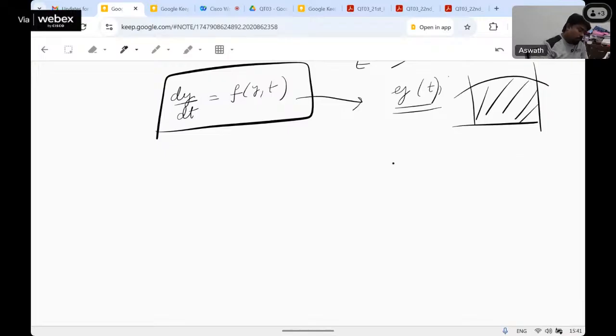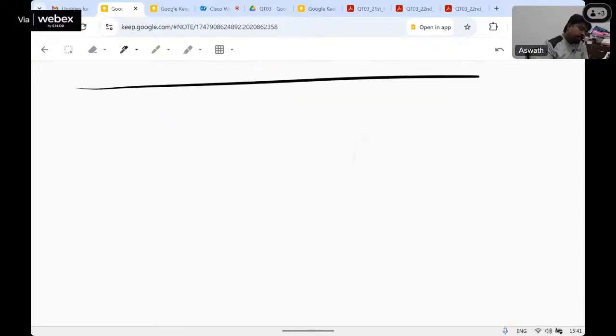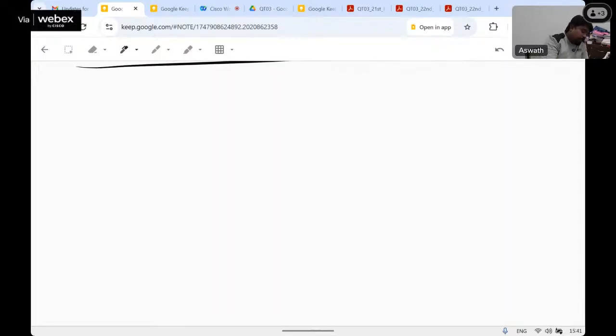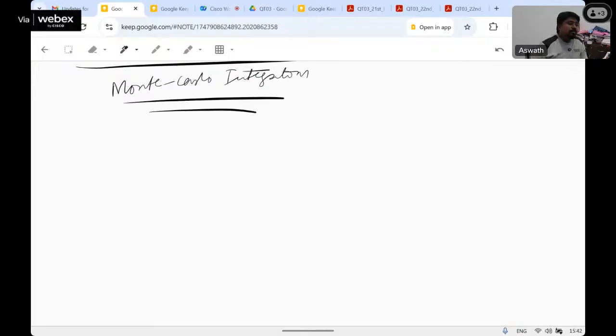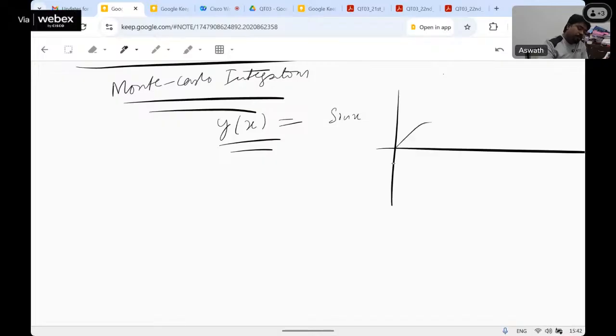Now, using numerical integration, how do we do it? There is a technique called Monte Carlo integration. It's a very powerful tool. It only works in some scenarios where you know the expression of y exactly. For example, y of x is equal to sin x. What would this function look like? It looks like this.